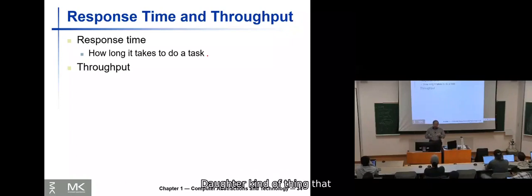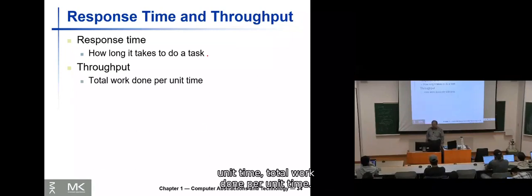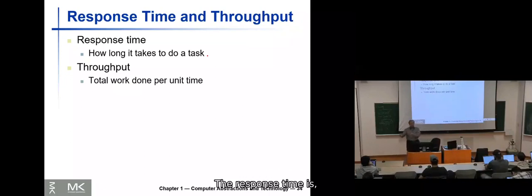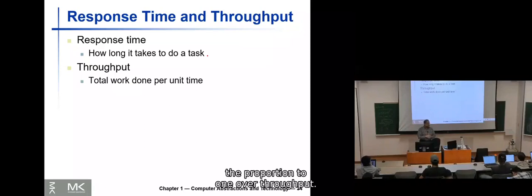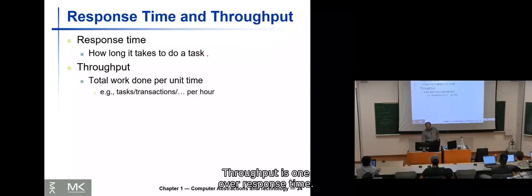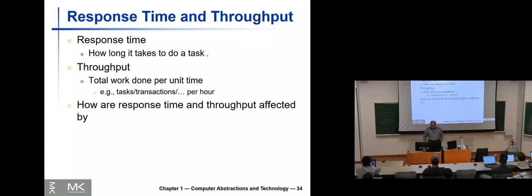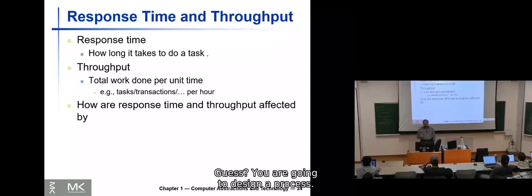The other kind of thing that we can consider is throughput, is the number of tasks per unit time. Total work done per unit time. This is almost the same. The response time is proportional to 1 over throughput, or throughput is 1 over response time. When we are designing a processor, how could we make these two better?